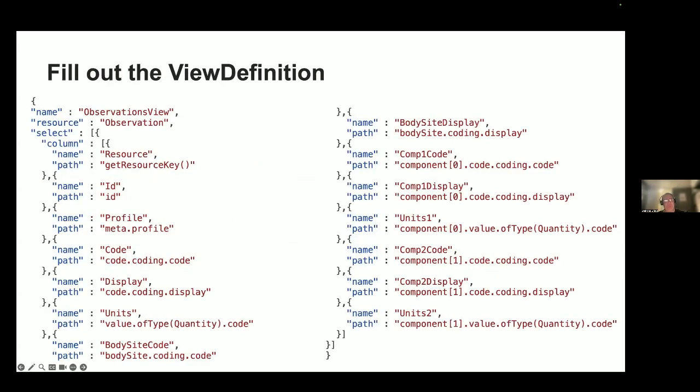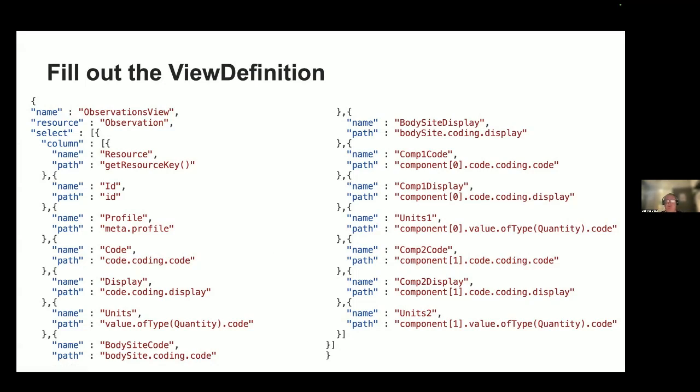Here's my view definition. For every observation, I'm going to create a table with a column for the internal resource key, which we'll come back to, the ID, meta.profile, code and units and body site, and component codes and units. Now, this is a super simple view definition because it's not my purpose to dive into the full complexity of view definition here, but I will say everything that a view definition can do is fully supported. So I could get as complicated as I wanted here. That wasn't my focus here.